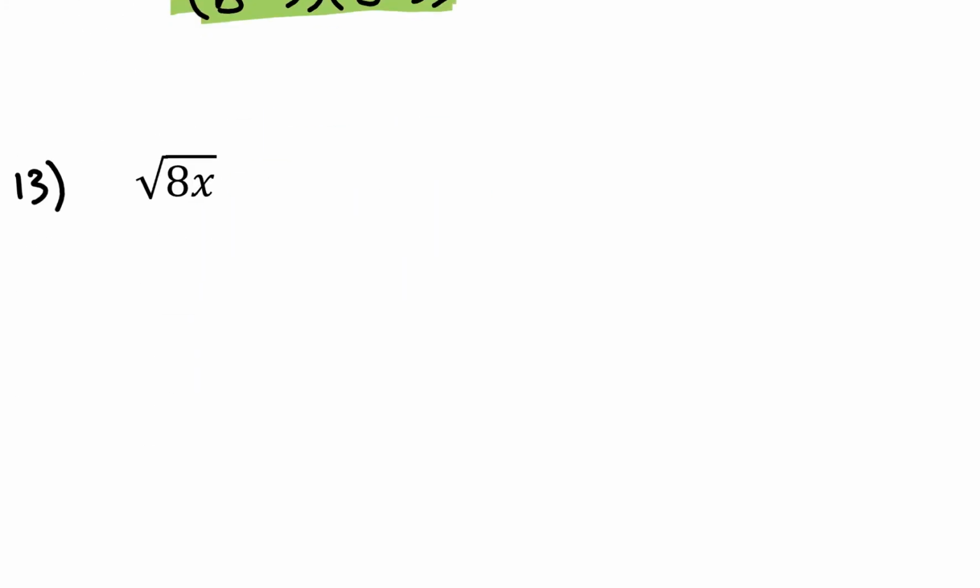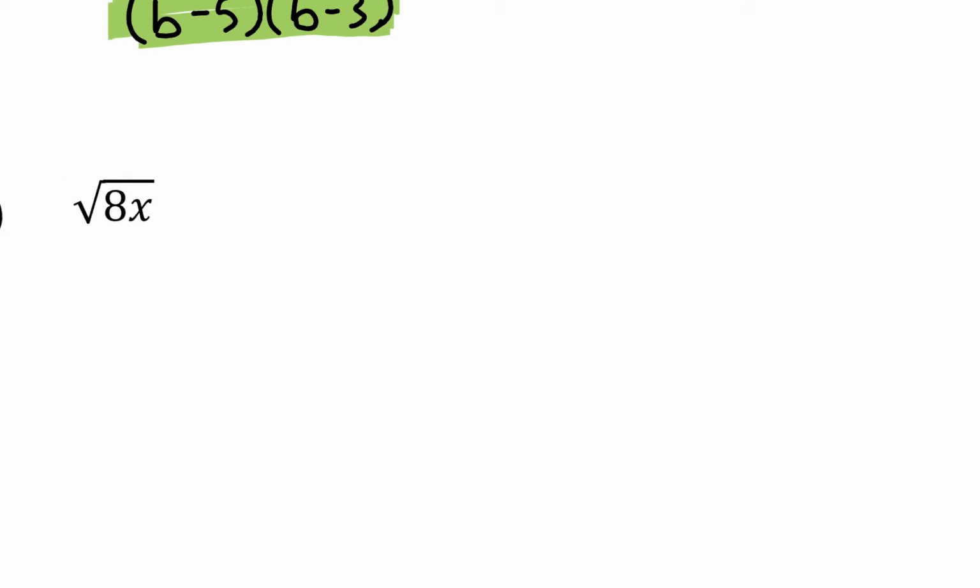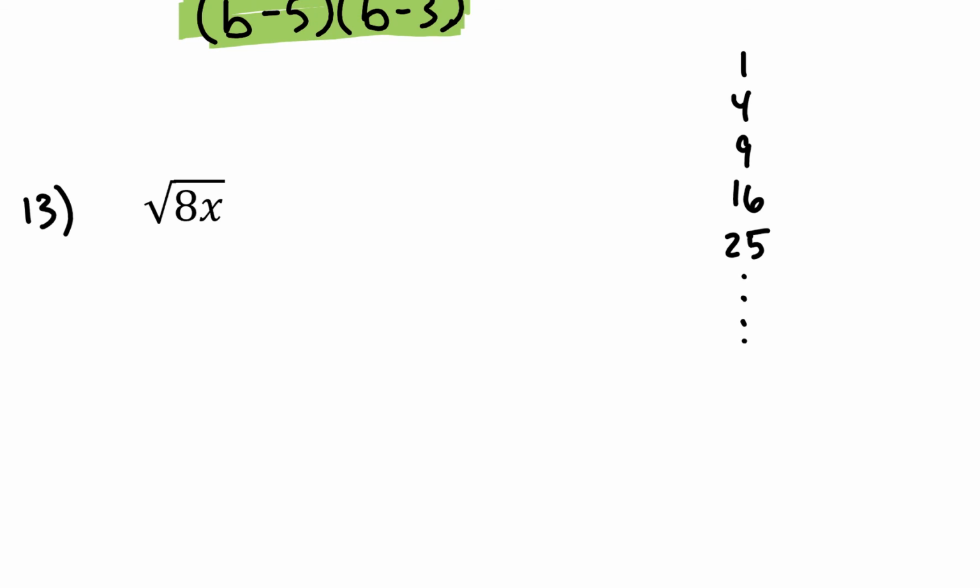Okay, 13, simplified radical form. If I look at this, I'm thinking about perfect squares inside of it, and it might be helpful just to jot down a list of perfect squares. So, 1 squared is 1, 2 squared is 4, 3 squared is 9, 4 squared is 16, 5 squared is 25. So a long list of these might help some. I'm just looking for perfect squares that I can divide my numbers by. 8, it turns out I can divide by 4. So I could rewrite this as the square root of 4 times 2x.